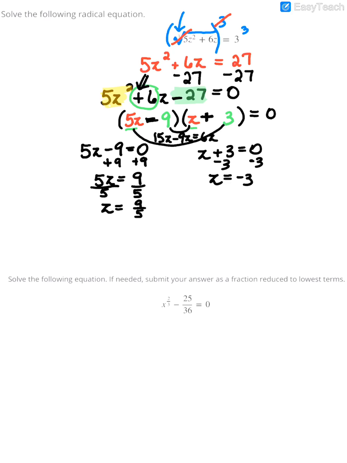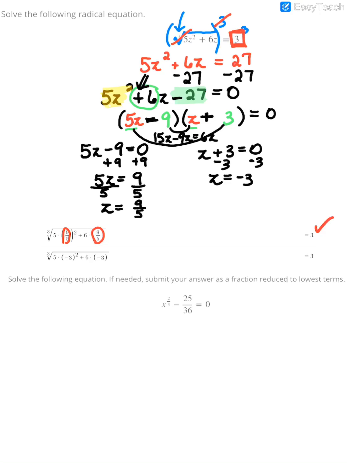Okay, so unfortunately, when you're solving radical equations, you do have to check your answers. You cannot just assume that they are both acceptable. So I went to Desmos, and on Desmos I plugged in each answer in for the z in this particular case. So notice on this first one I've put in the 9/5 in place of z.